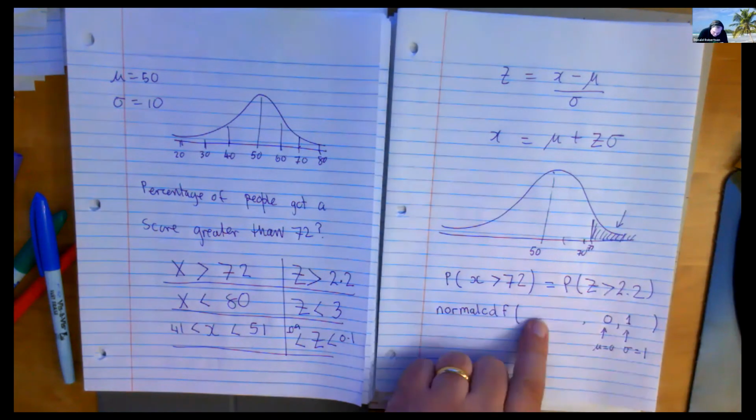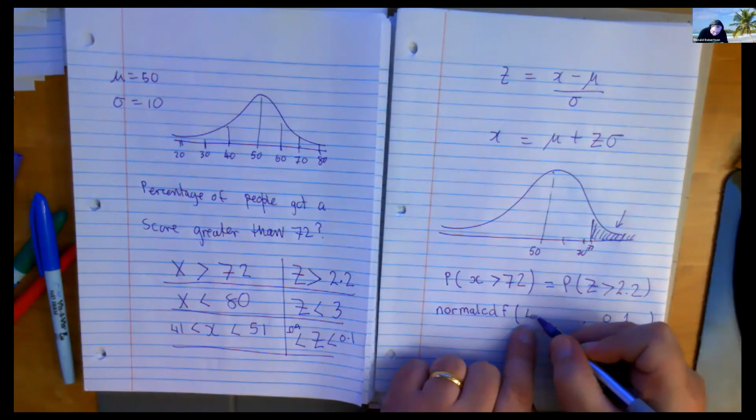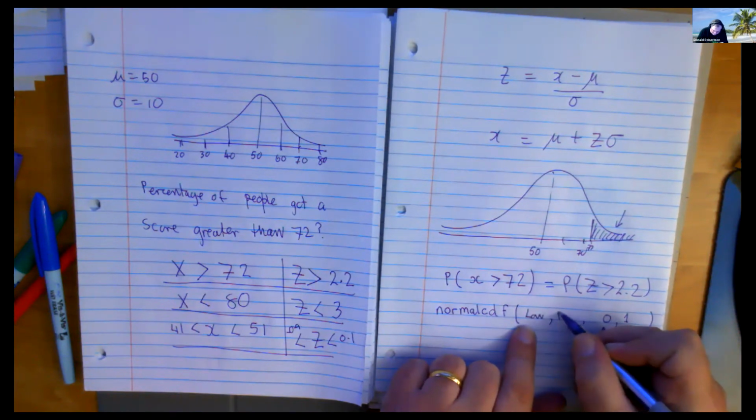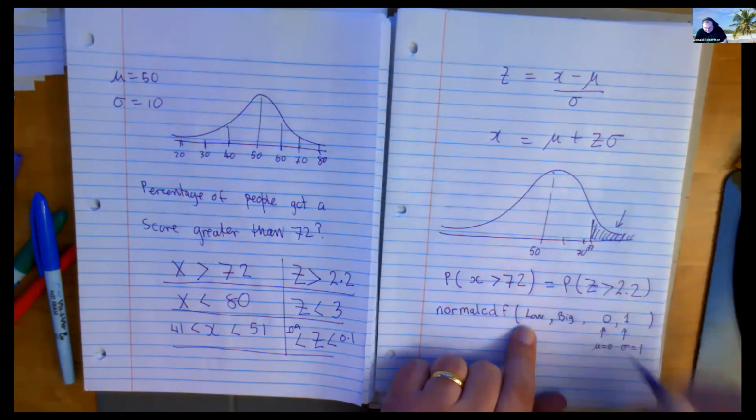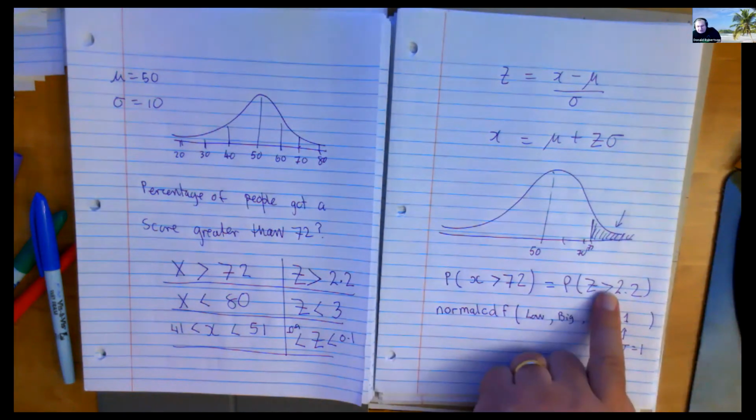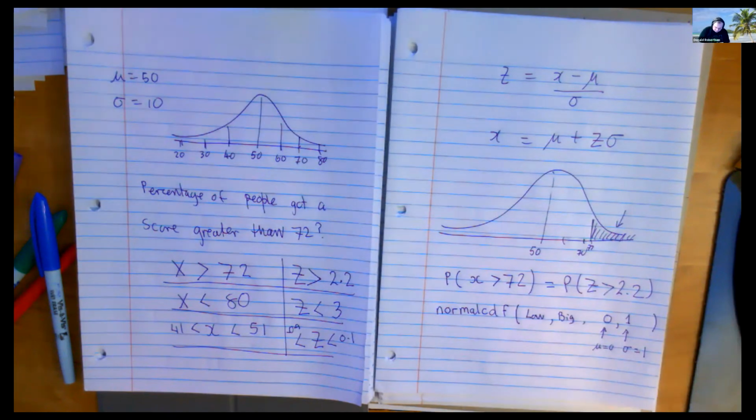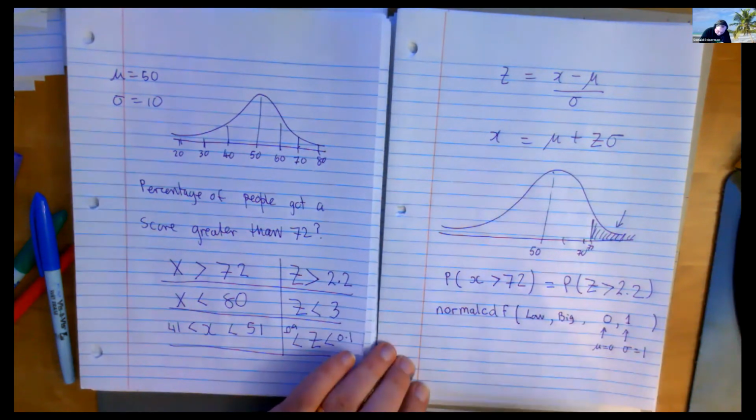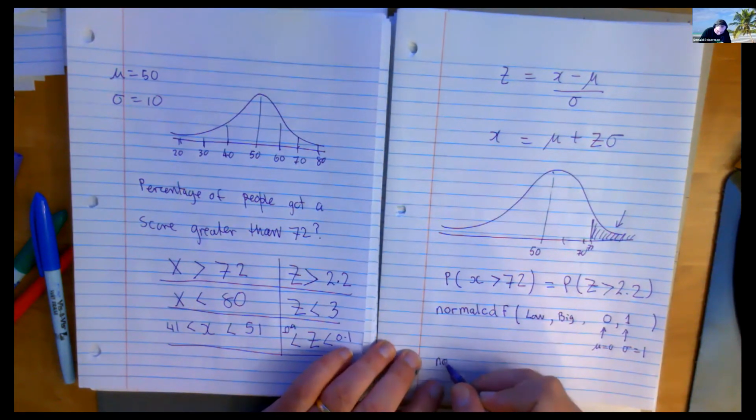And this guy here, you need 2 numbers. You need a low number and you need a big number. And even when the thing that you're asked to find is bigger than 2.2, you still need 2 numbers. So you have to figure a way to make that happen. So here goes. A normal CDF.